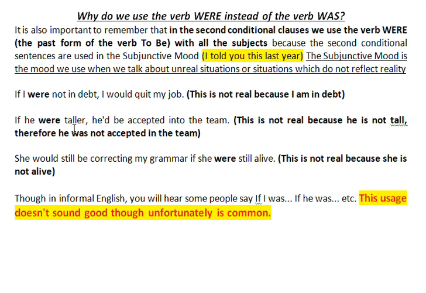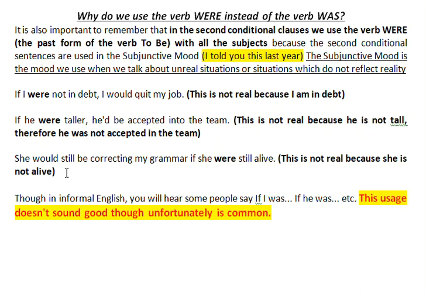If he were taller, he would be accepted into the team. But this is not real because he's not tall. Therefore, he was not accepted in the team. Pero esto no es real porque él no es alto. Por lo tanto, él no fue aceptado en el equipo. Third example. Here I changed the order of the sentences. Aquí cambié el orden de las oraciones.